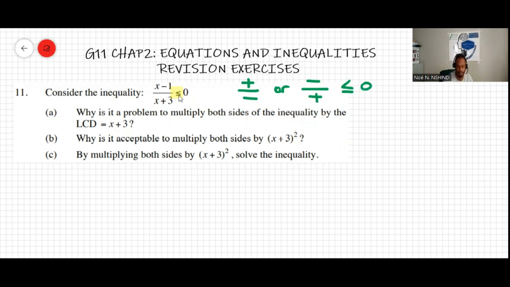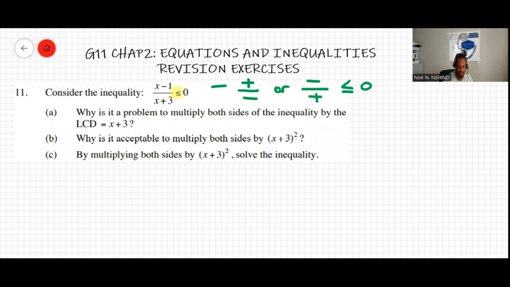But now, assuming that at times we multiply the numerator by x plus 3, if this is negative, for instance, if we multiply by a negative number here, it will affect the inequality. This inequality will not be less than or equal, but it will become greater than or equal.